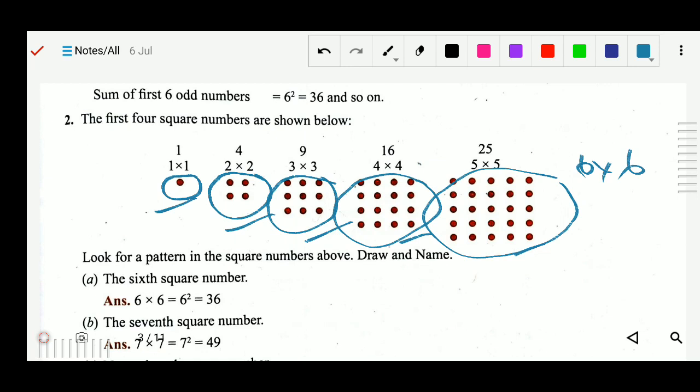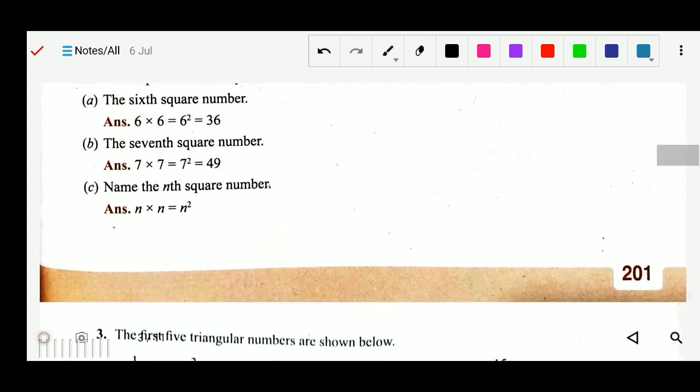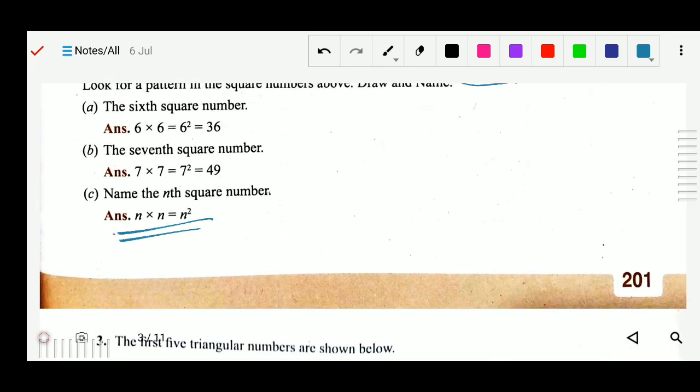Okay, so the conclusion is that if we have to find any number of terms, the same term will be multiplied with itself. Like if we have to find the 7th term, it is 7 into 7; for the 8th term, 8 into 8. So likewise we will do it.